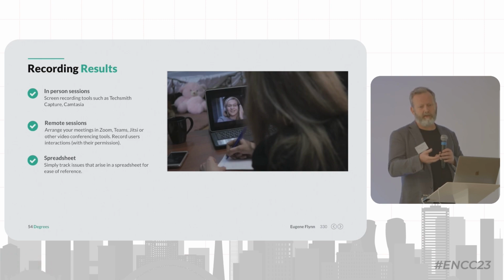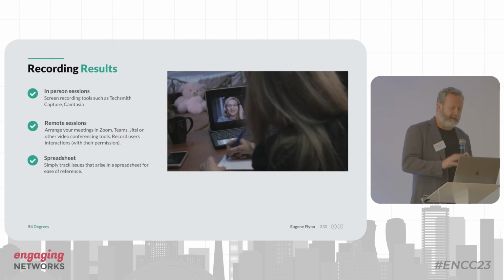So you might record 5 tests, and something comes up in the 5th one, and it jogs your memory about something that happened in the first one that you want to check back on. So recording is really important. With remote sessions, whatever you use, whether it's Teams, Zoom, or Jitsi, all of those tools have the ability to record your screen. And then the other one, keep it simple.